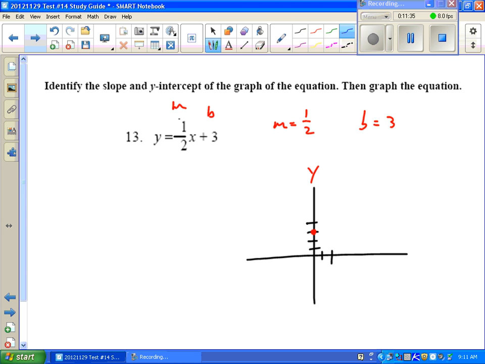Your slope tells you where to move. m is for move. Go up 1 and to the right twice. So up once, over to the right twice for your second point. Once you have your 2 points, you can draw your graph.